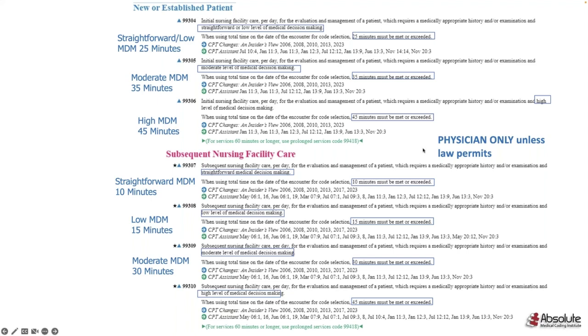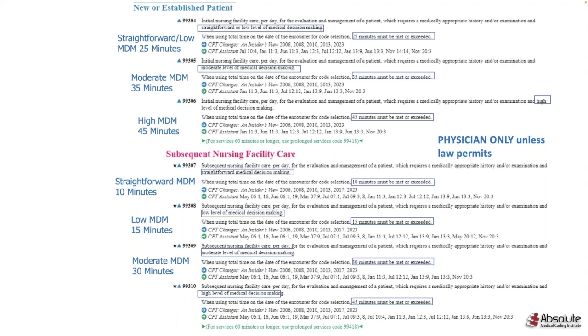And you see this little note here. This note pertains to skilled nursing visits. All right. So for skilled nursing visits, must have a physician unless the law permits. So make sure that you write skilled nursing visit there.